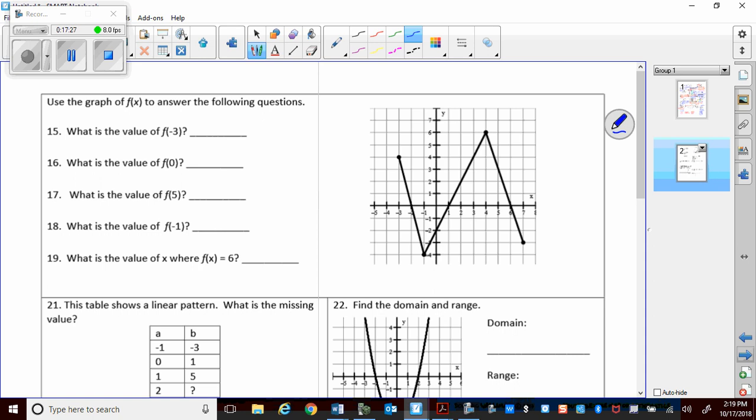Use the graph of f of x to answer the following questions. What is f of x? It's this line. It's this line of valleys and peaks. Now it says, what is the value of f of -3? Is this an x value or a y value? Is it inside the parentheses or outside of it? Right. So what kind of value is this? Don't talk. It's an x.